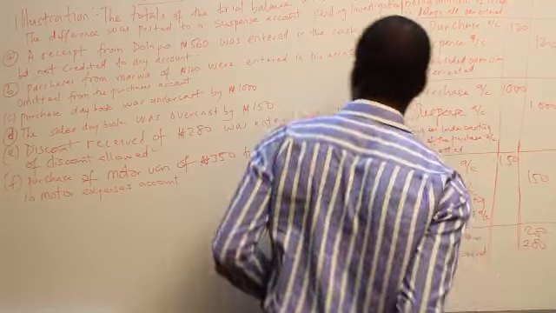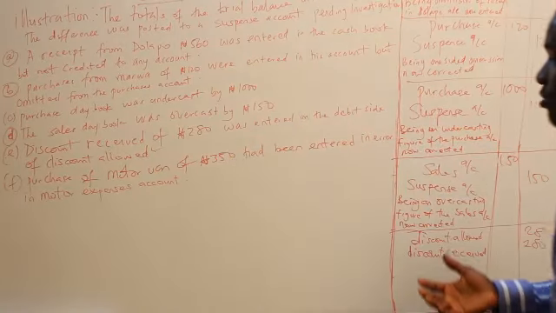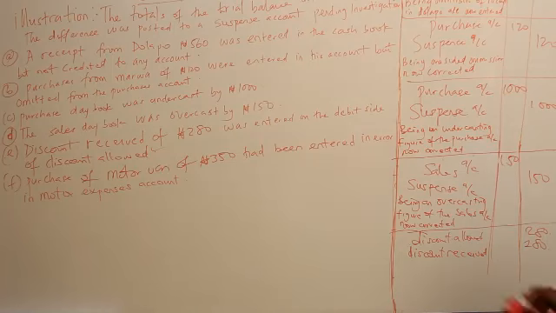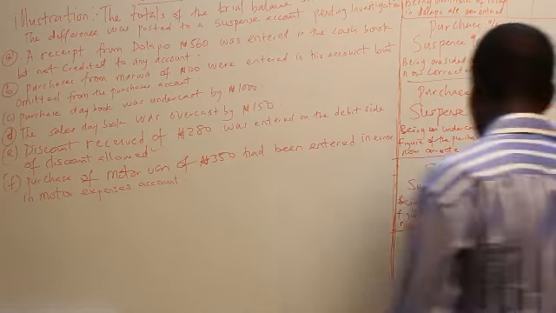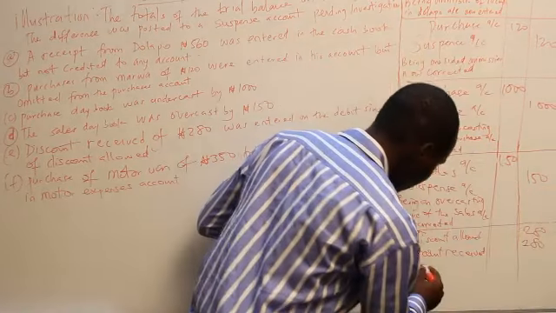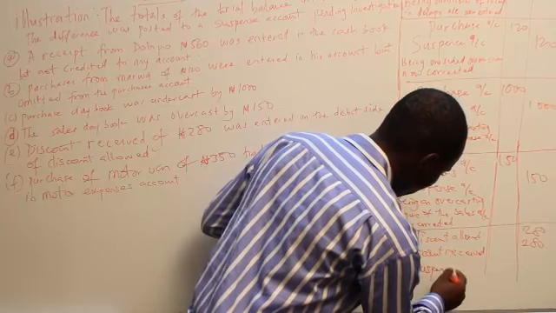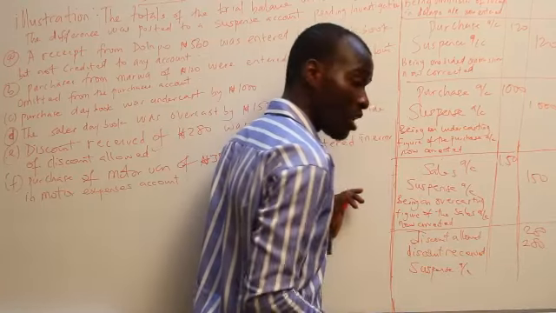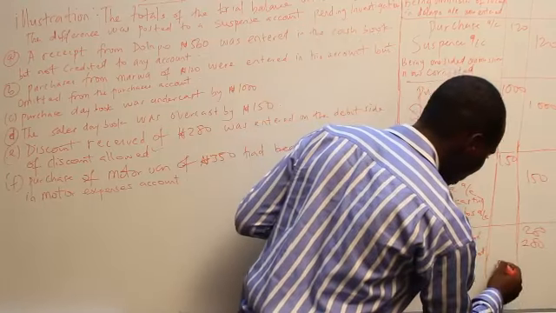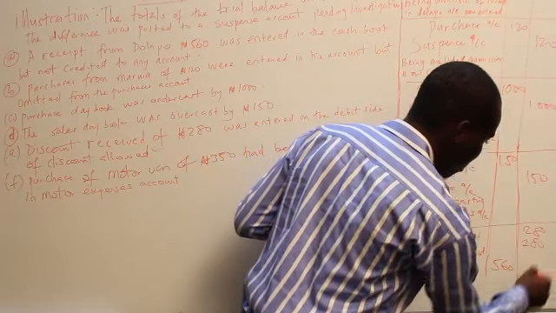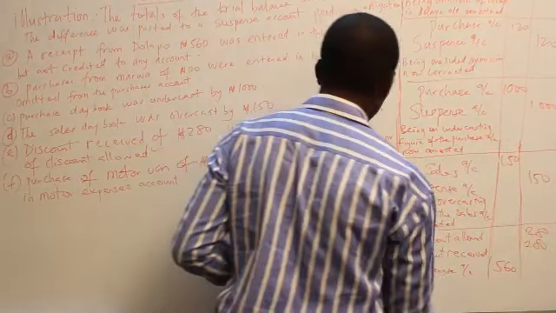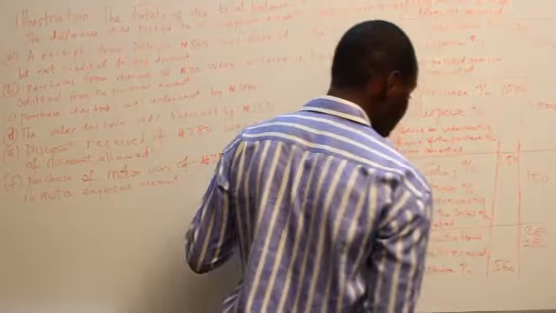So we are going to take that to the credit side of the discount received, 280 naira. Now the corresponding account will be a suspense account. So what are we going to do? We are going to have a suspense account to make the double entry. The addition of that will be 560 naira.